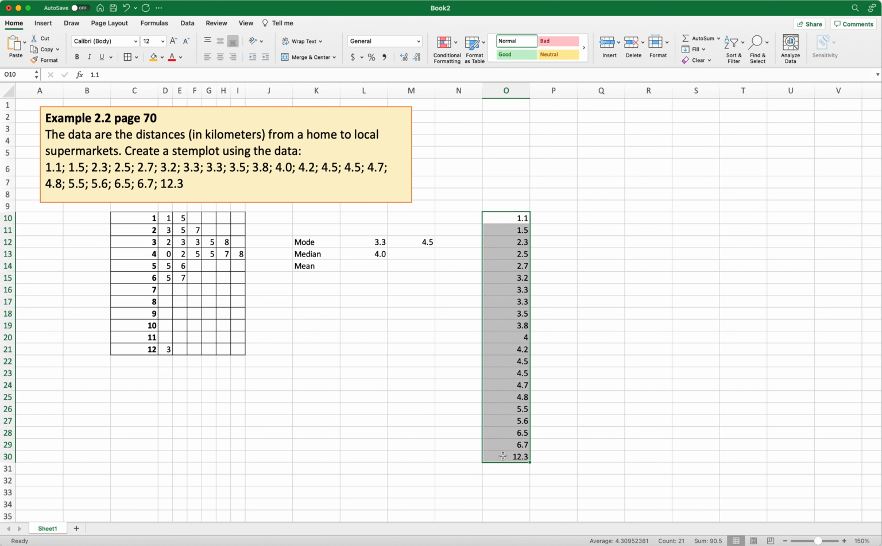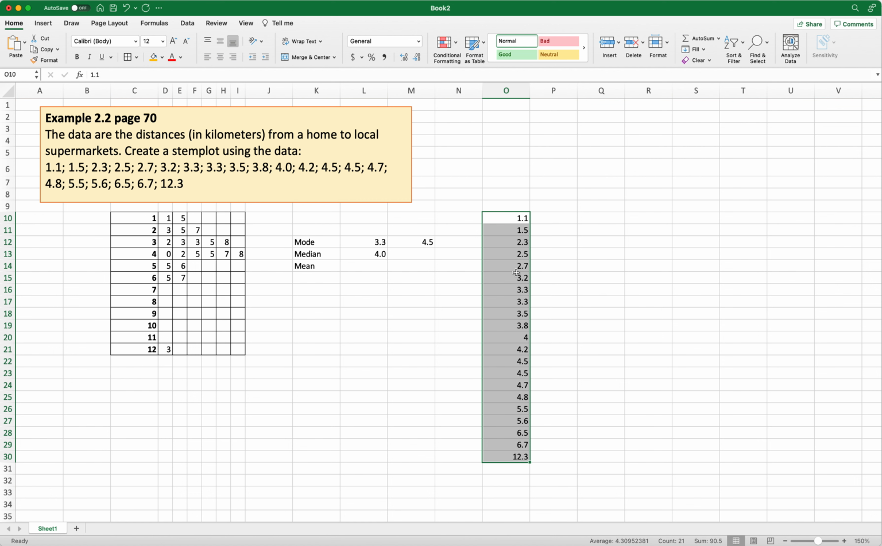We have 21, and let's check it against the list: 1.1, 1.5, 2.3, 2.5, 2.7, 3.2, 3.3, 3.3, 3.5, 3.8, 4.0, 4.2, 4.5, 4.5, 4.7, 4.8, 5.5, 5.6, 6.5, 6.7, and 12.3. I think we have it all.